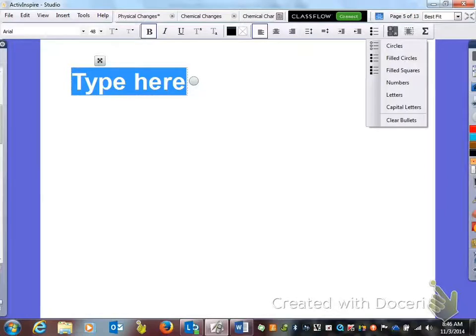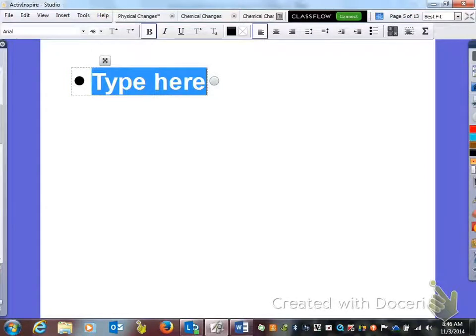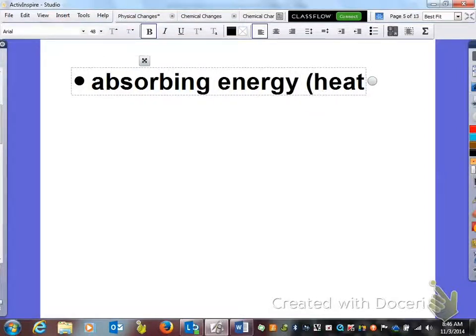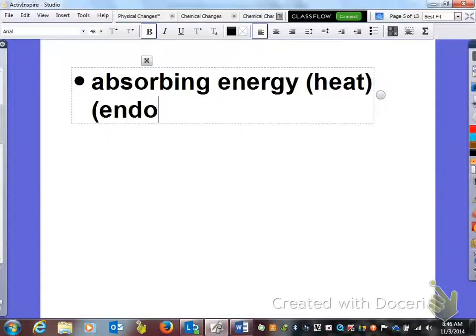So there we talked about an exothermic reaction. You also have something when absorbing energy or heat, and this is called an endothermic reaction, because the energy is being absorbed. This one is going to feel cold. The other one's going to be hot, this one's going to be cold.